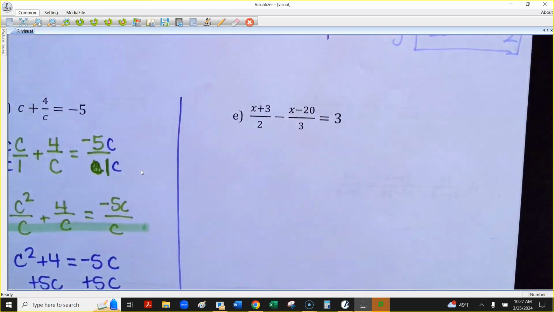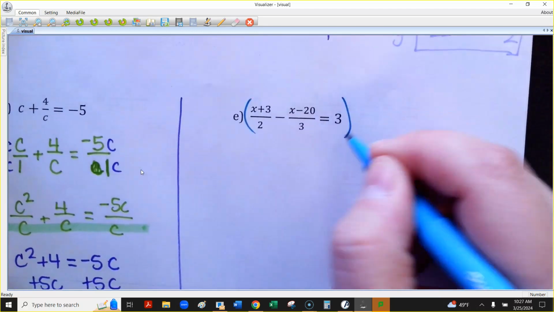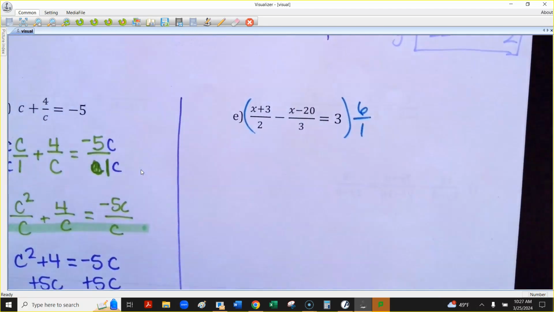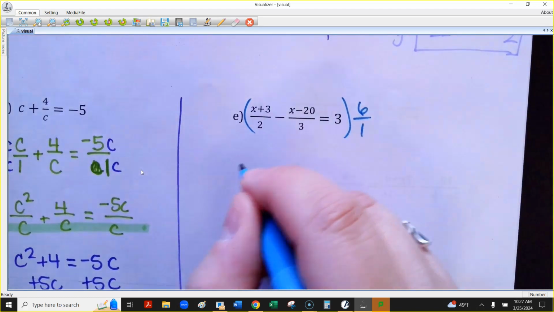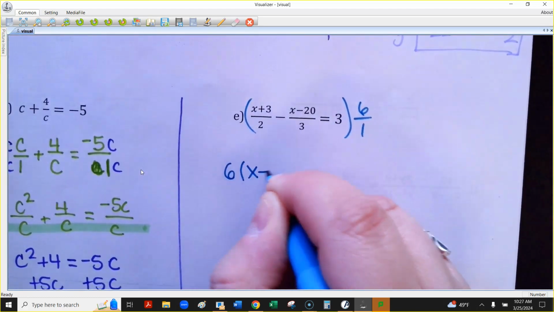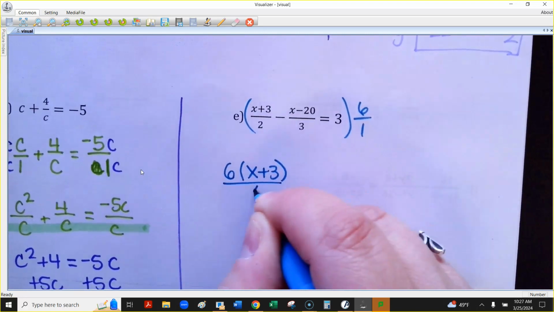Okay, so here's what I'm going to do. I'm going to multiply everybody by 6. This is a little different than that first question because I've got 2 terms on the top. So here's how I'm going to write this. For that first one, I'm going to write 6 times (x + 3) over 2.